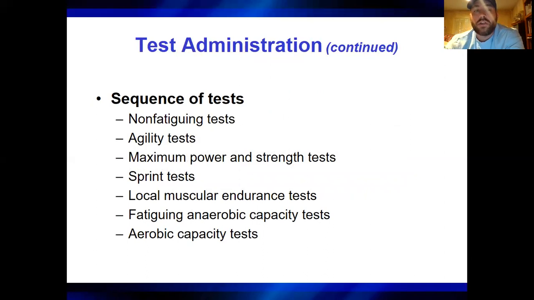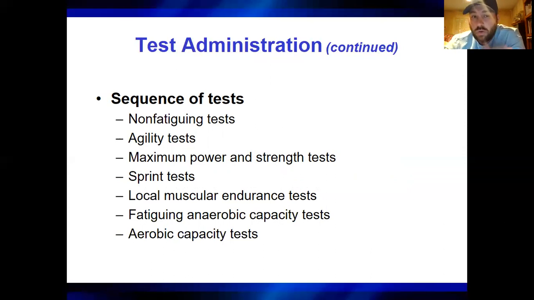Sequence of tests. Do your non-fatiguing tests first. So ease your exams first. Maybe it's all paperwork or cognitive stuff. Agility tests go next. Why? Because we don't need to be at our fullest yet, okay? Agility is a little bit more controlled. Maximum power and strength tests need to go next. Sprint tests, then local muscular endurance tests, fatiguing and anaerobic capacity tests, and then aerobic capacity tests.